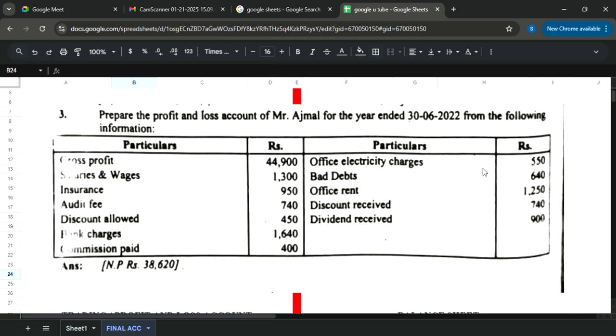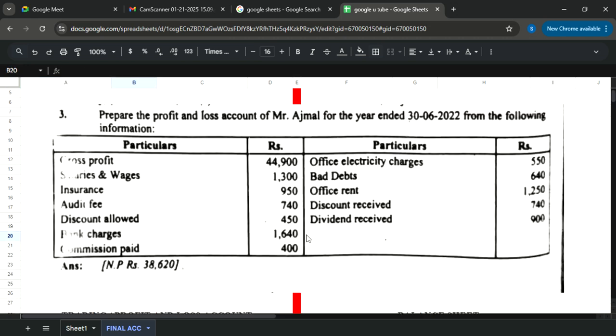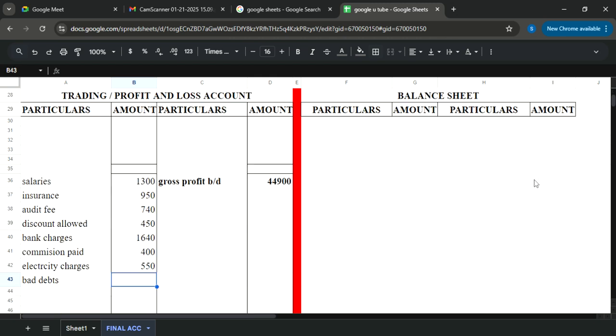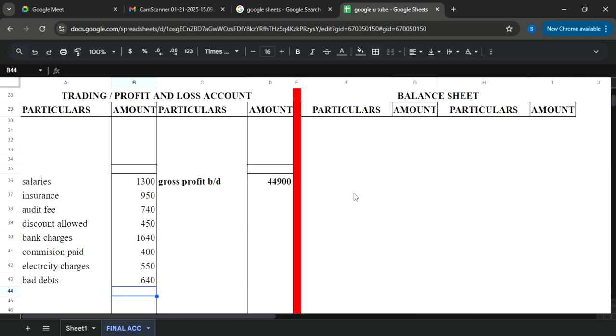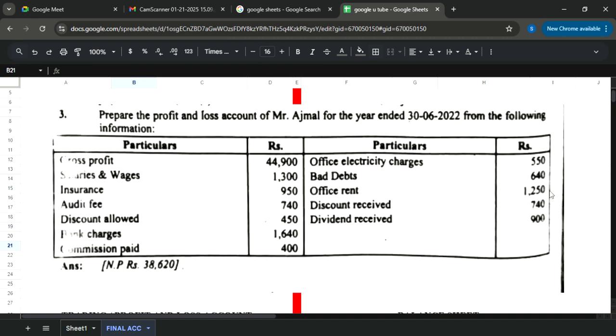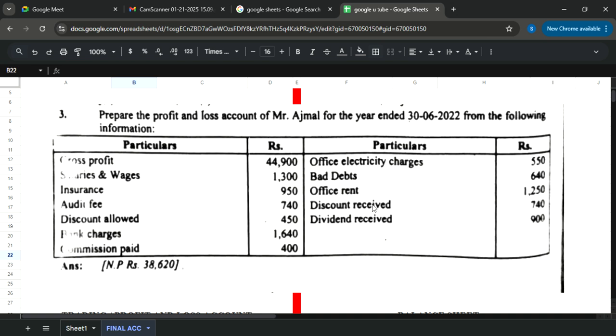After electricity charges we have bad debts. Again bad debt is an expense. Write down the amount of bad debt, 640. Put it over here. Then we have office rent, again expense. So here office rent amount is 1250. Write down 1250.